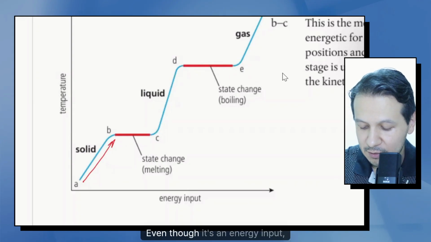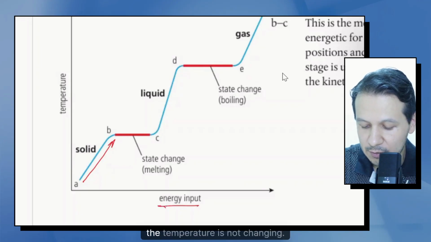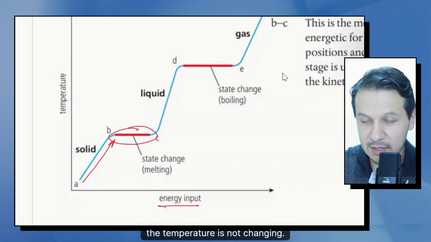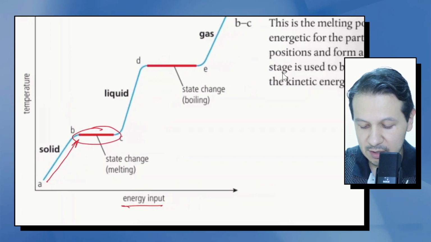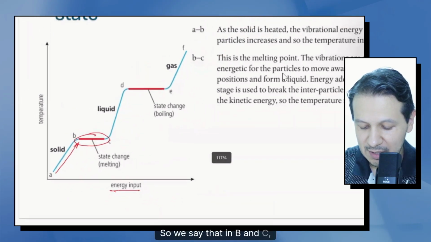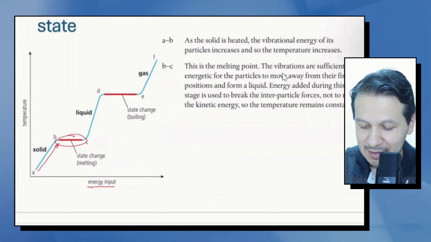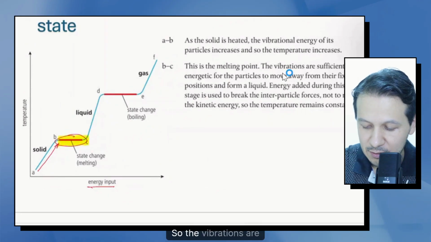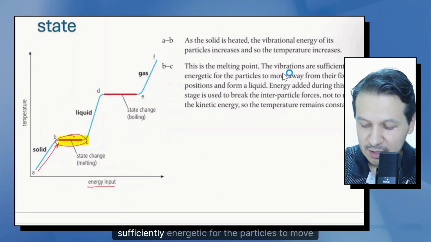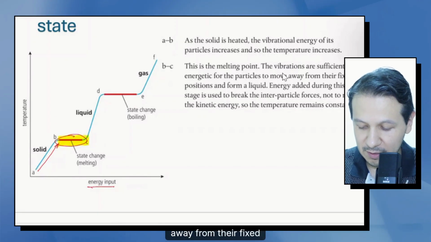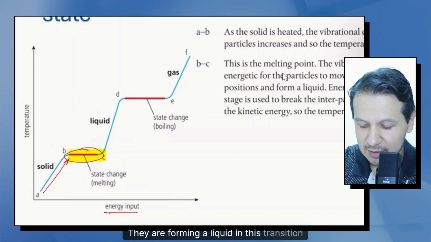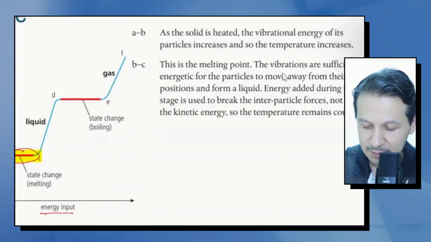Here, even though there is an energy input, the temperature is not changing. And we said, what is not changing? So we say that in B and C, this is the melting point, this line over here. The vibrations are sufficiently energetic for the particles to move away from their fixed positions and form a liquid. They are forming a liquid in this transition state, at this melting point.